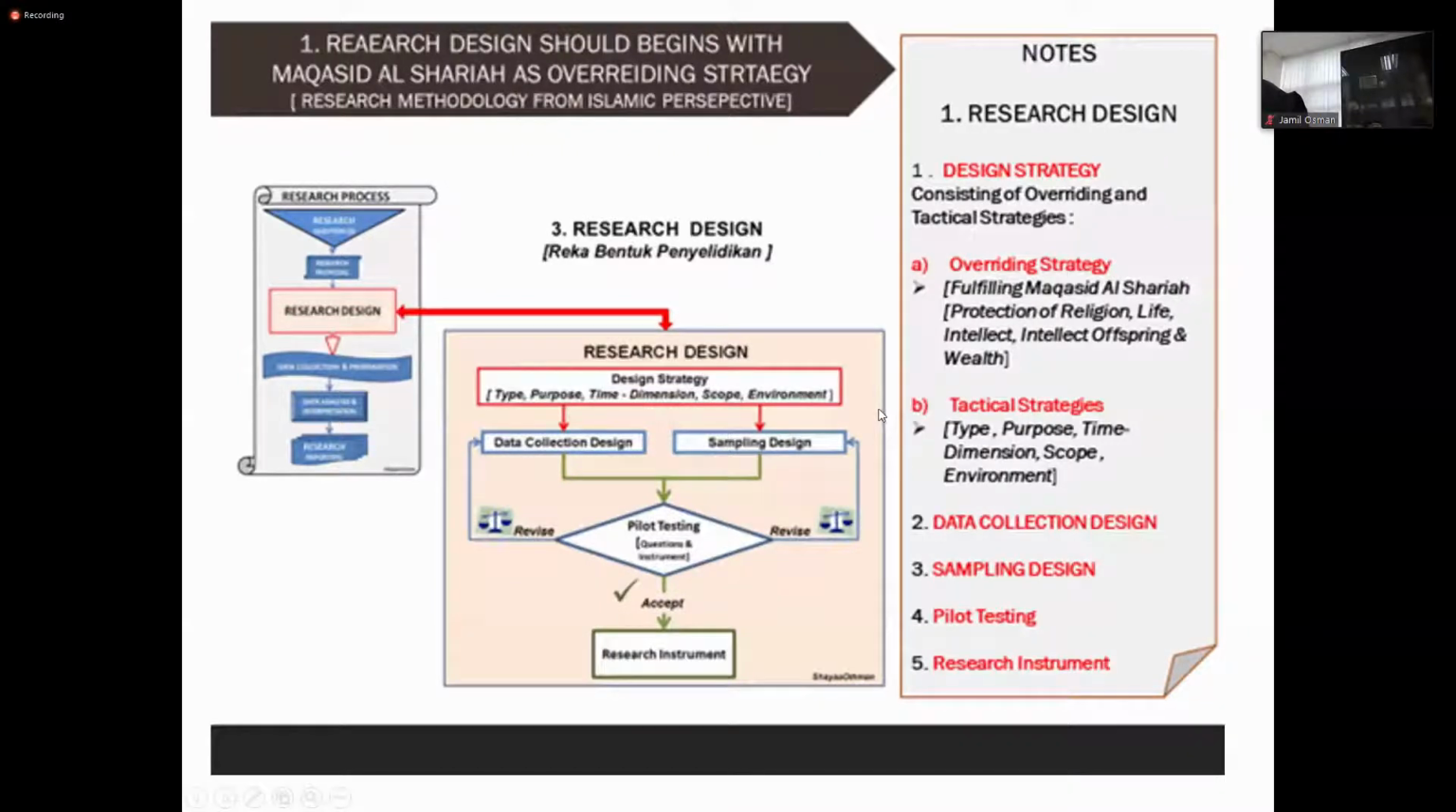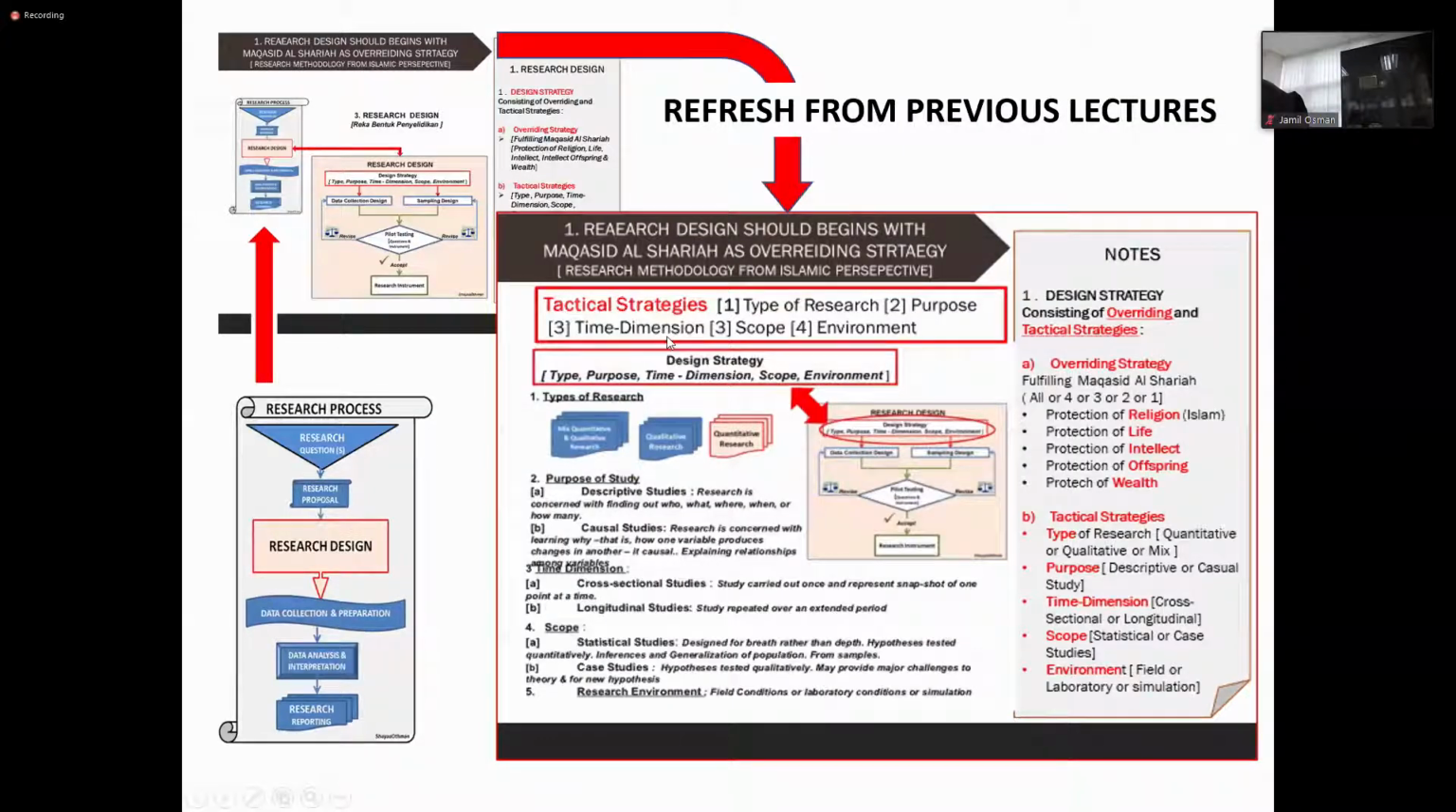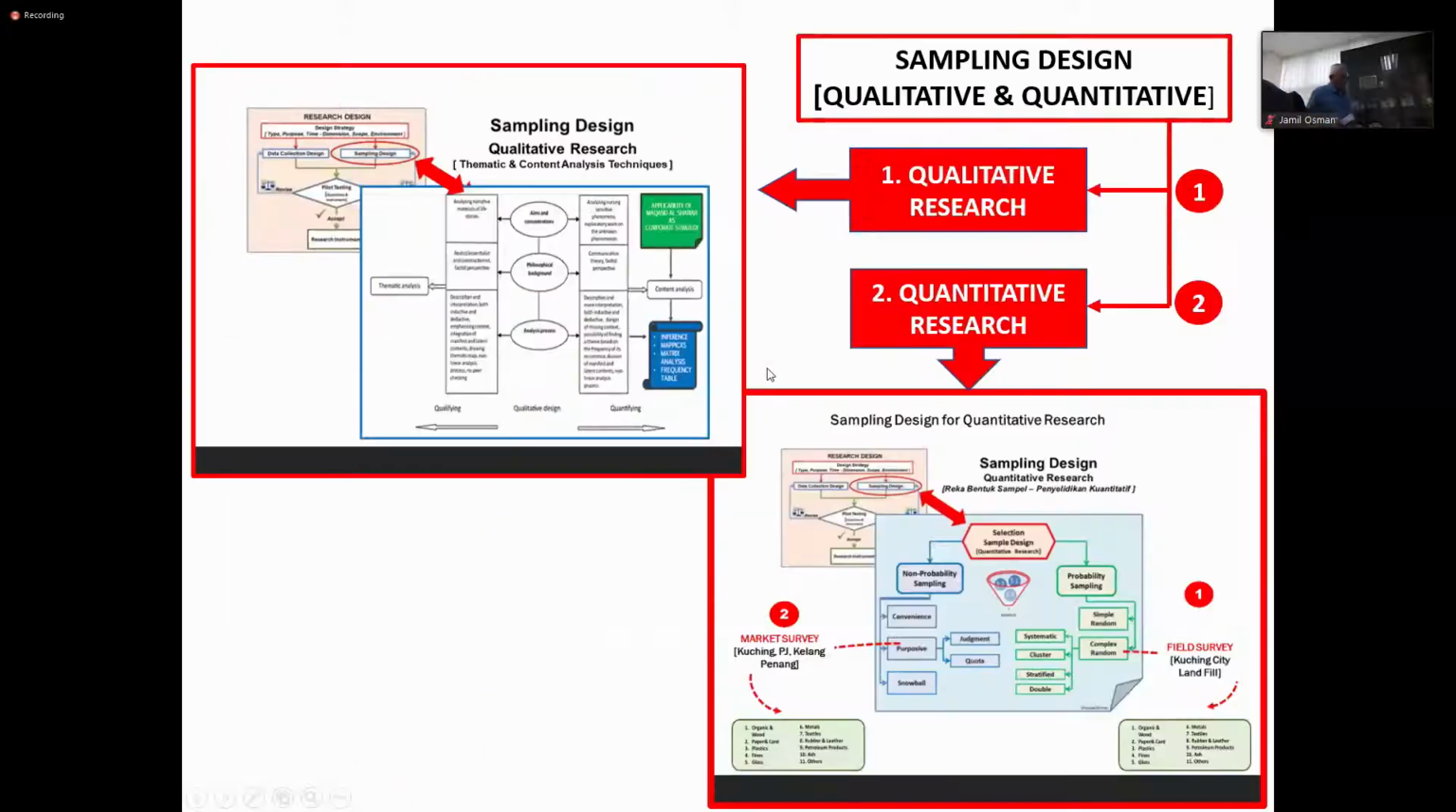And other strategies, we call them tactical strategies: the type of research you want to use, either qualitative or quantitative, the purpose of research, time dimension, scope, environment, and so on. And of course, data collection and sampling design. We have discussed the design strategy, and we have discussed that qualitative and quantitative research are actually different ways of design.